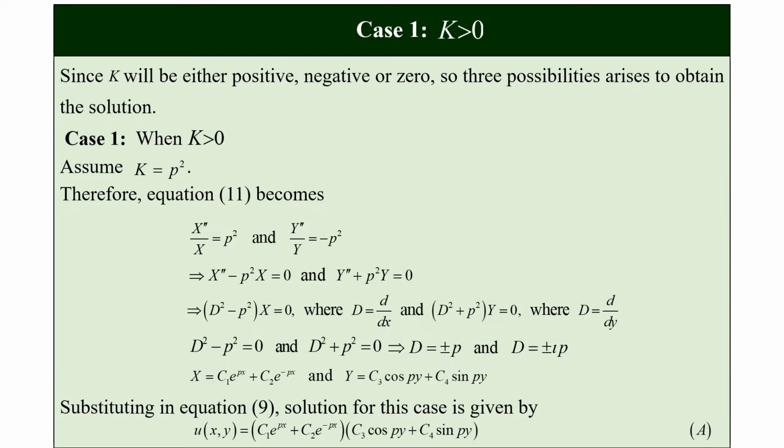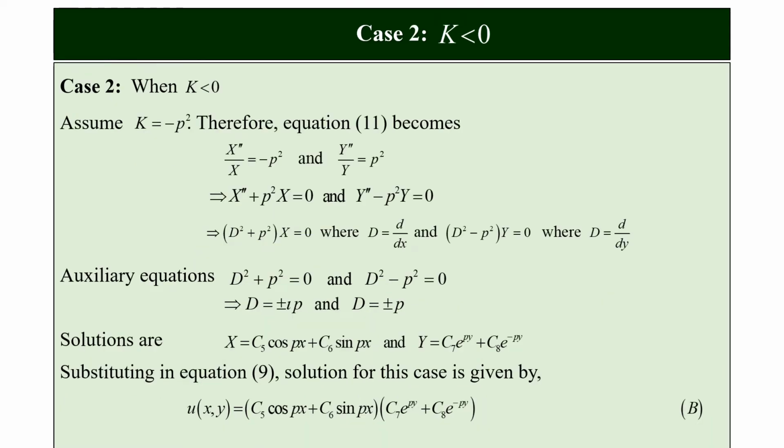We know when the roots are real, its solution is given in this form, and when the roots are imaginary, its solution is given in this form. Here C1, C2, C3, C4 are arbitrary constants. Its complete solution is given by substituting these values in equation number 9. So the solution for this case when k is greater than 0 is given by equation number A.